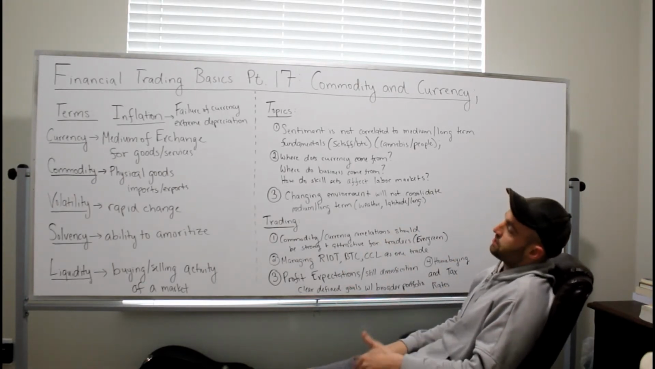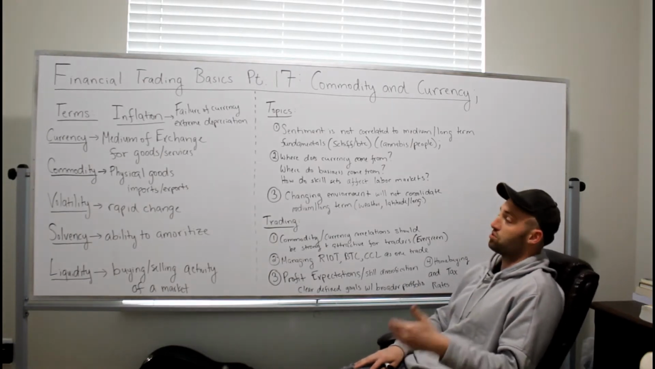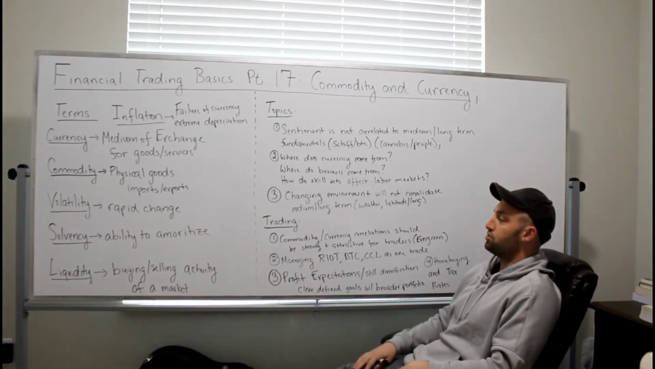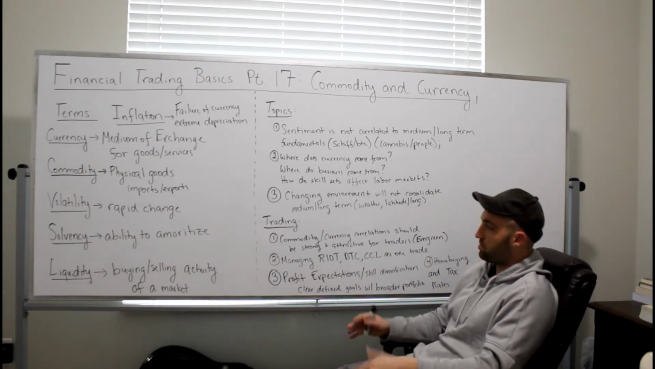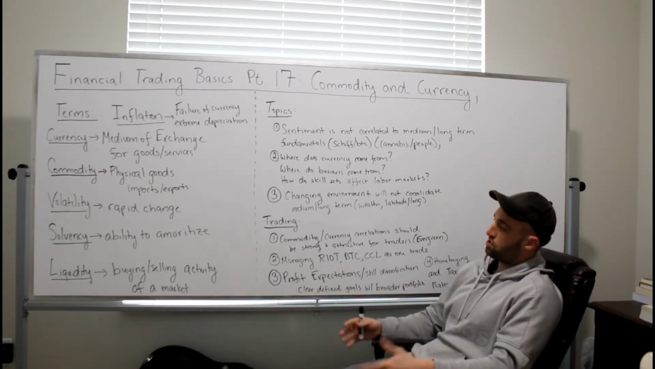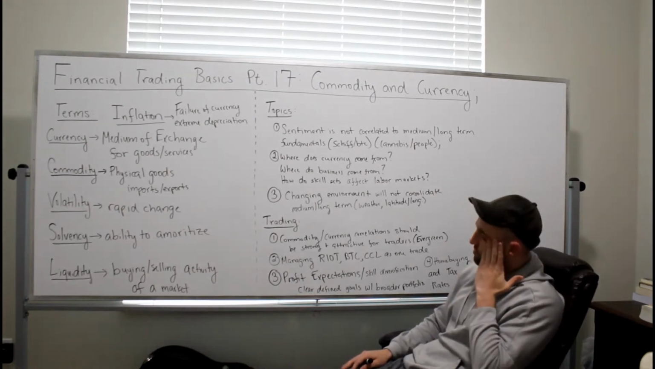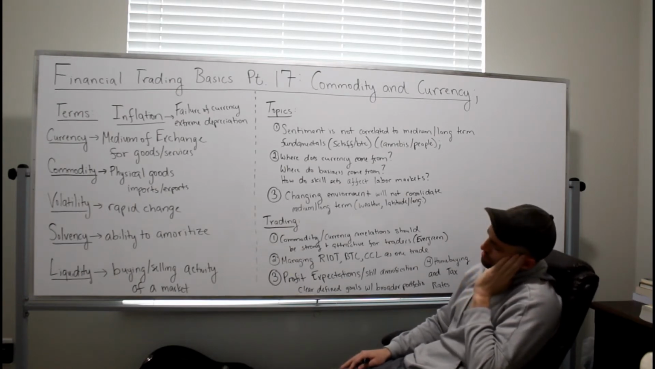Currency is a medium of exchange for goods or services. Commodities are physical goods, imports or exports. Volatility is just rapid change, and that can be any given market, that can be sentiment, it can be a given security, a given trade. Solvency, we've defined as the ability to amortize, and that's pretty specific.